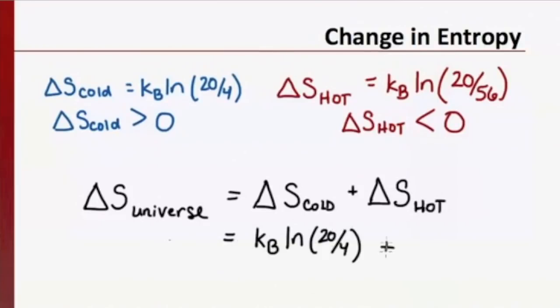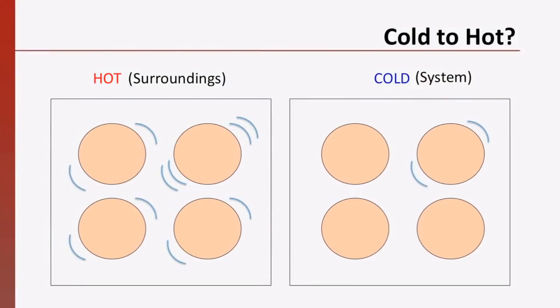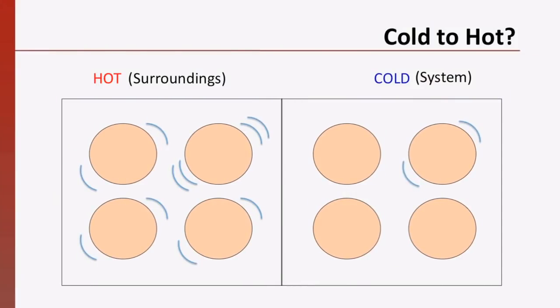The spontaneous transfer of heat from our hot bar to our cold bar is consistent with the second law of thermodynamics. If you did a similar calculation for the reverse process, that of heat transferred from the cold bar to the hot bar, the total entropy change would be negative, indicating that it is not spontaneous.